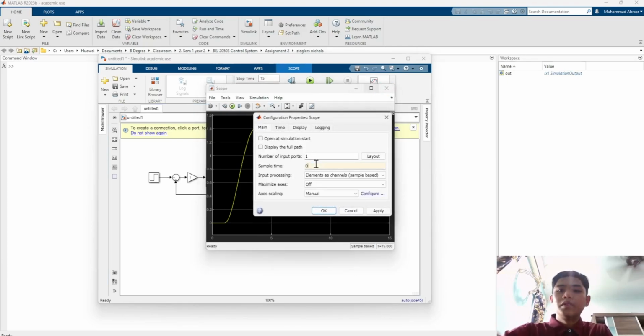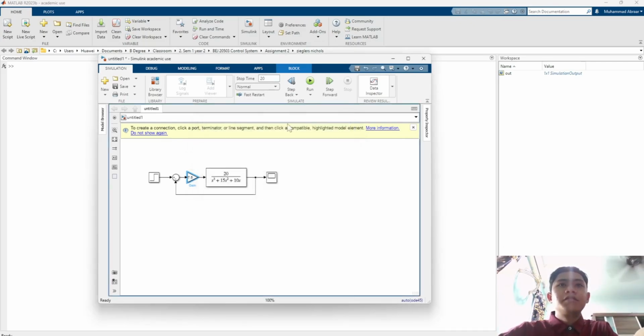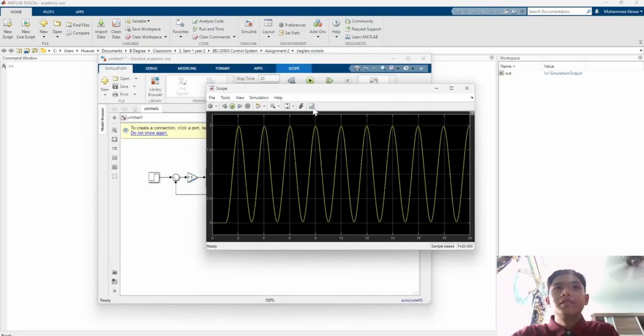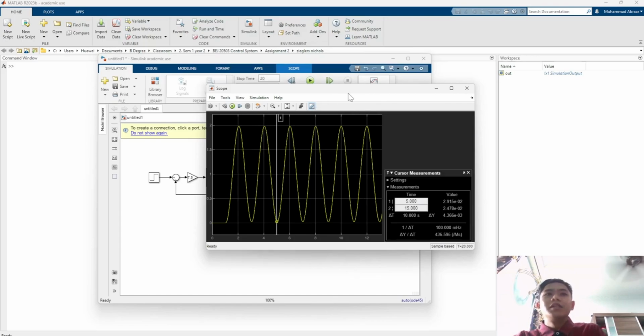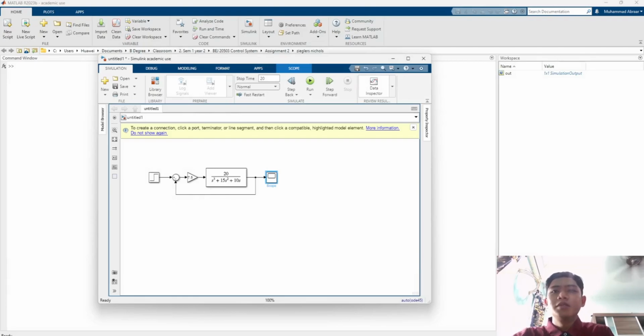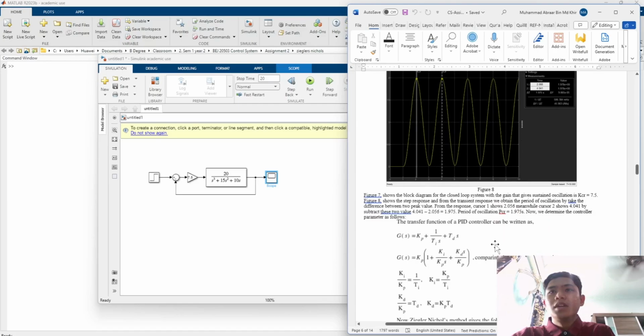You can try adding the number a little bit higher. What about 7.5? Yes. By finding our peak to peak, here we can get the critical period. And from here we can use this calculation to get all the gains that we need to find.